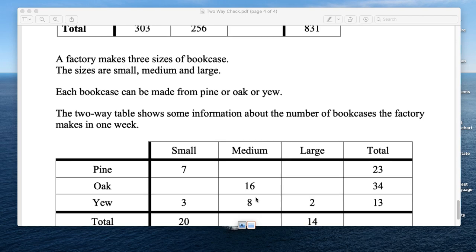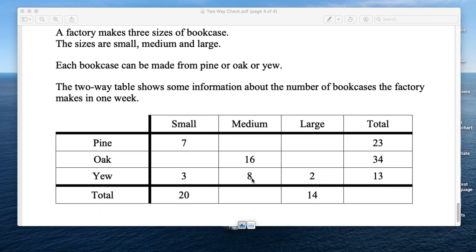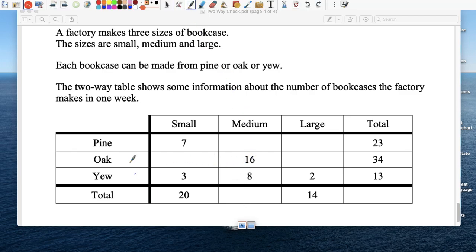A factory makes 3 sizes of bookcases, small, medium, large, and you can pick from pine, oak, or yew. So 3 categories going up and down, and left and right the same. So let's fill in what we can. I guess the obvious one is this guy over here, right? The total. 23 plus 34 plus 13, that's going to give us 70.